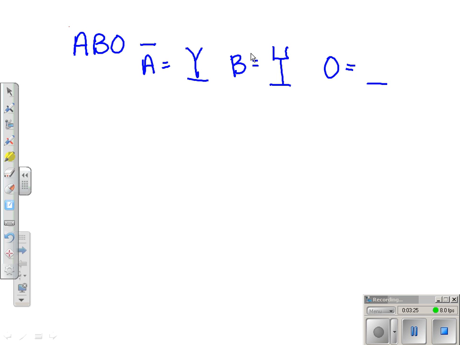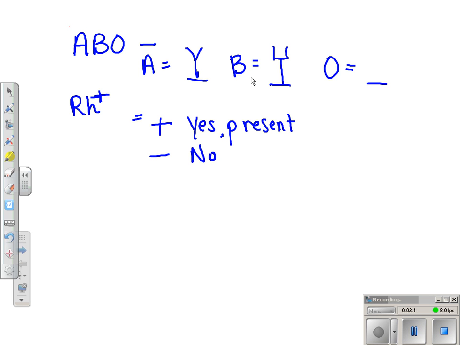All right, for Rh factor, plus means yes, you have it. Negative means no, absence. So plus means the antigen is there, minus means it's not. Okay? Everybody got that? So then, let's draw our little red blood cell.